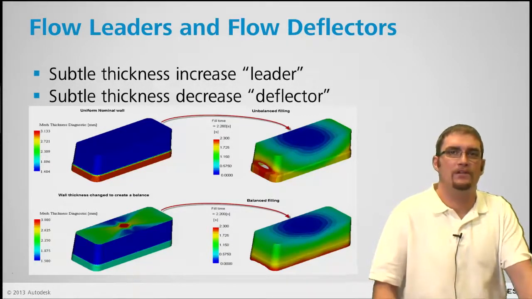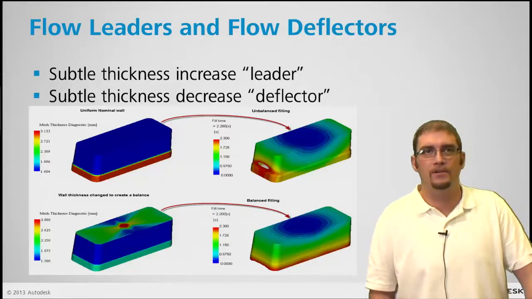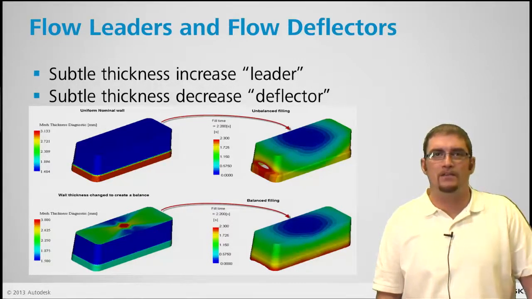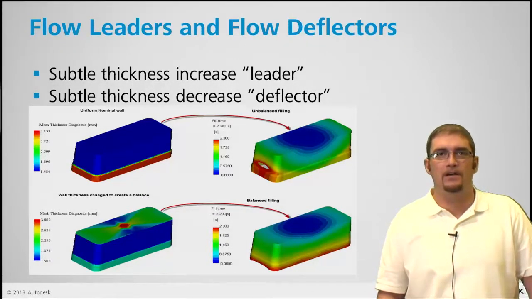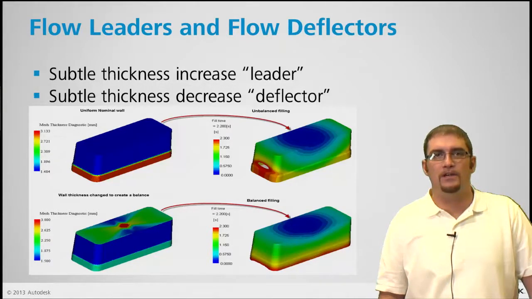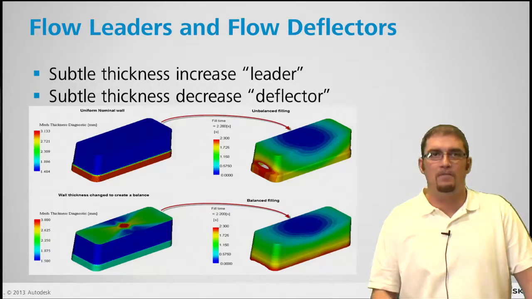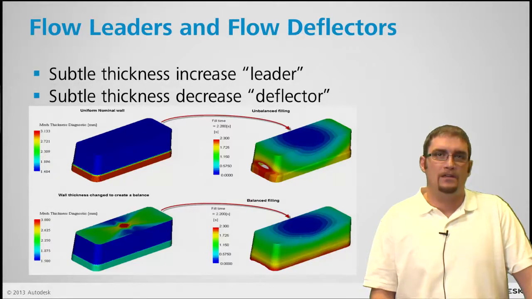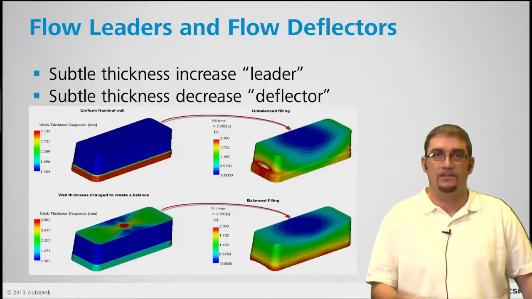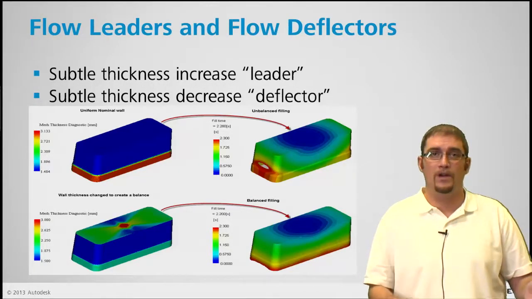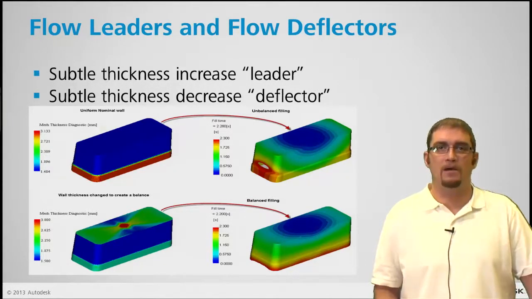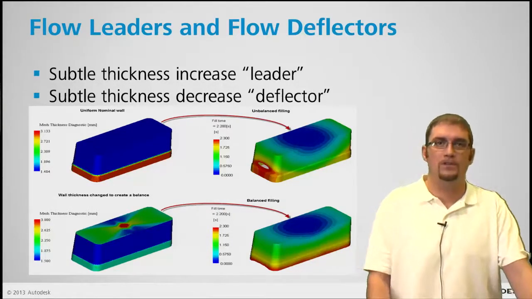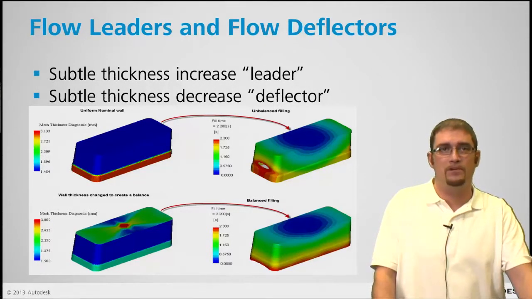Flow leaders and deflectors, these can be useful tools for you. So keep this in mind if you are having problems with something like this part here. We're gating it on top, and naturally the shorter flow paths are going to fill, and it's going to racetrack around. It's going to fill over the short sides, racetrack around, and cause a big air trap on that one side of the part, or both sides of that part there.